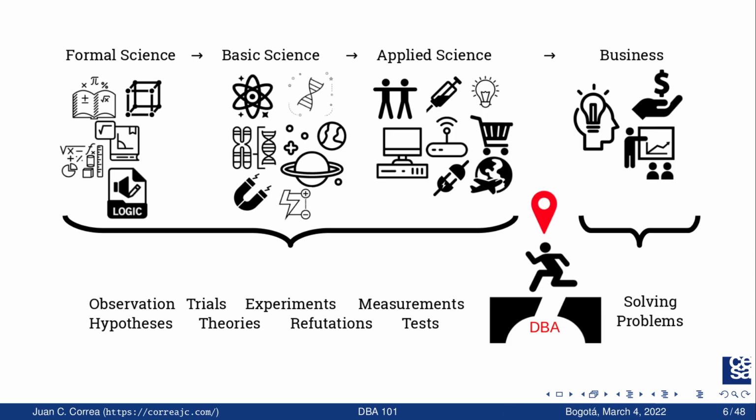Formal science, here we have mathematics, logics, and basic science, which is based on formal science, of course. And here we have biology, physics, chemistry, and so on. And applied sciences. Here we have the whole range of engineering disciplines, psychology, education, management, and so on.